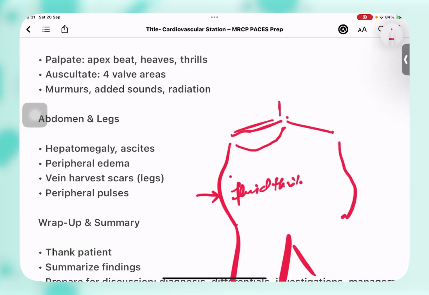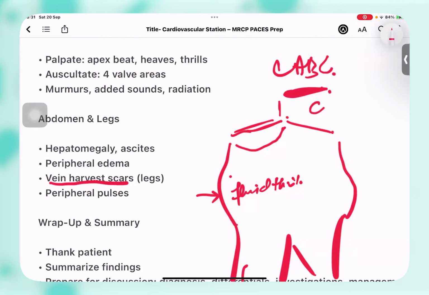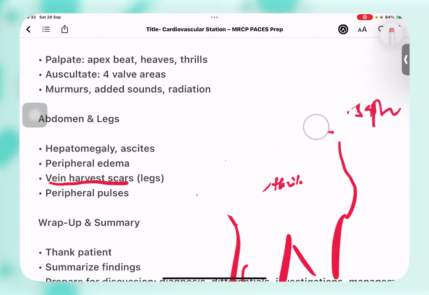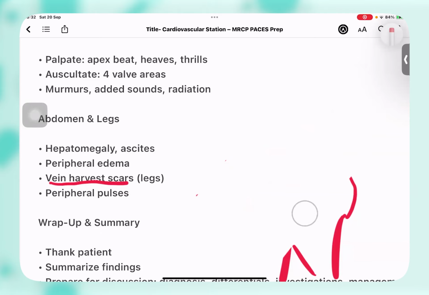Then in the legs, you look for vein harvest scars. Again, CABG patients. So the great saphenous vein is harvested and put on the grafts that I just told you. Then many times students ask me, sir, what about radiofemoral delay? What about femoral delay? So it is never a bad idea to do that, but because the time constraint is so much, it is best to go for dorsalis pedis.